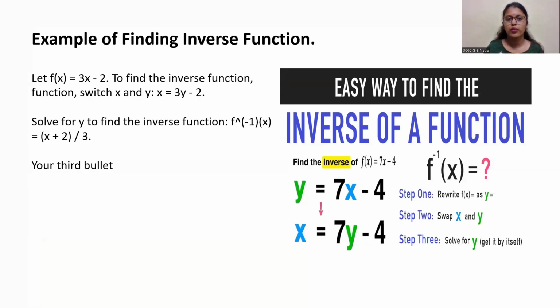Next is an example of finding an inverse function. Let f of x is equal to 3x minus 2. To find the inverse function, switch x and y: x is equal to 3y minus 2. Solve for y to find the inverse function.